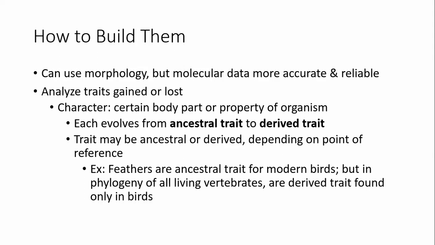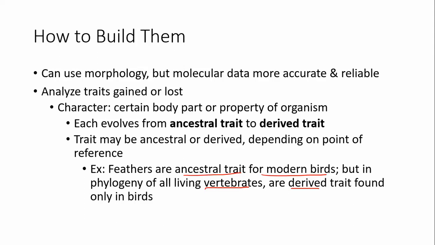So for example, feathers are an ancestral trait for all modern birds, meaning the common ancestor of all modern birds likely had feathers, and that you are going to see in all the descendants. However, when you're looking at all living organisms or all living vertebrates, they end up being a derived trait that's found only in small parts of the population.